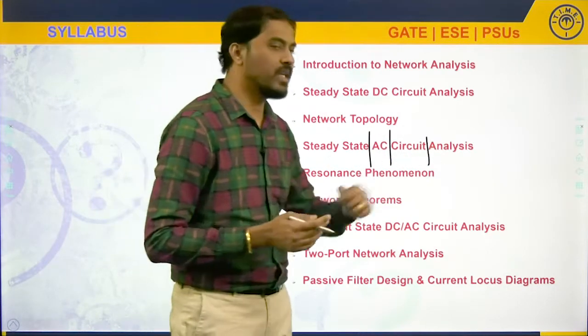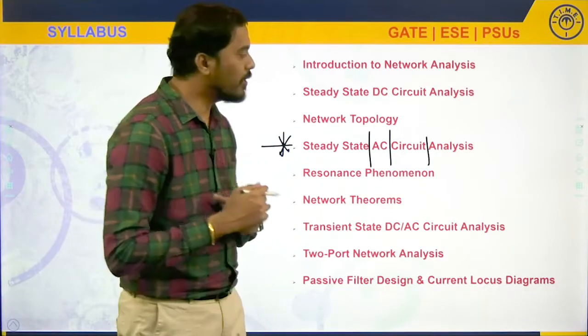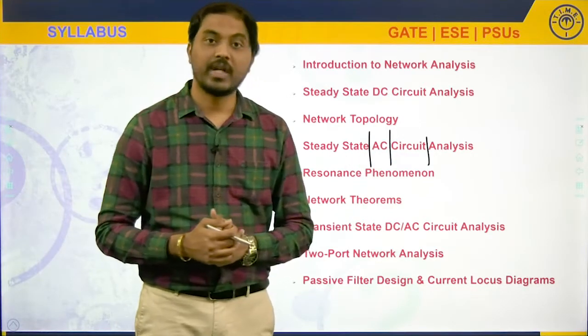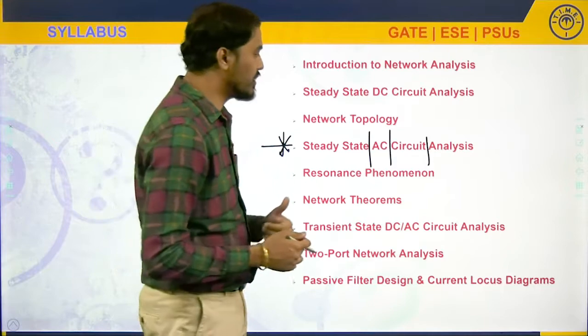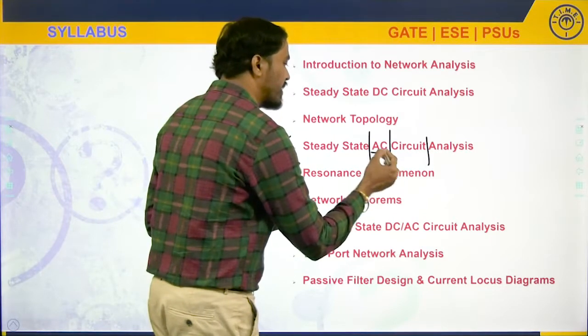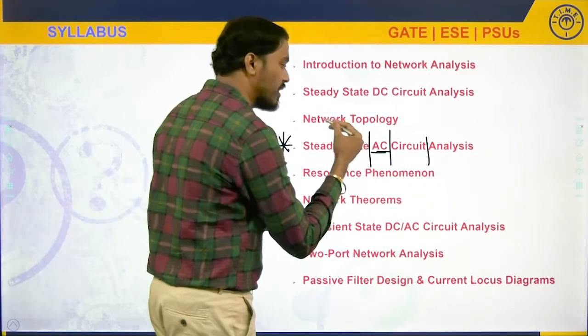What do you mean by the word analysis? Analysis means a study. What do you mean by circuit? Interconnection of several varieties of elements, I call it a circuit. If you feed it with DC supply, it is a DC circuit; with AC supply, an AC circuit.